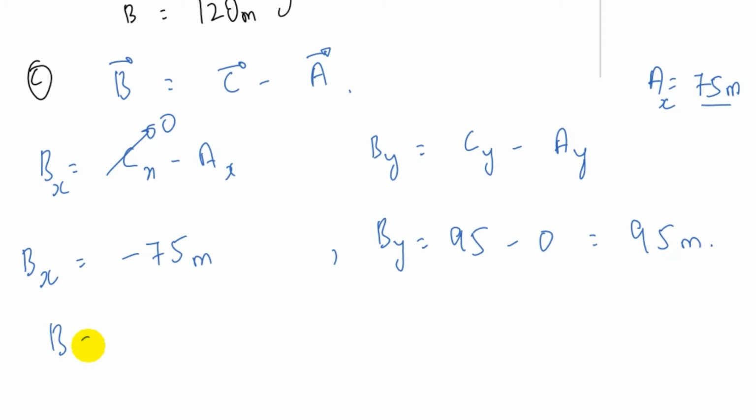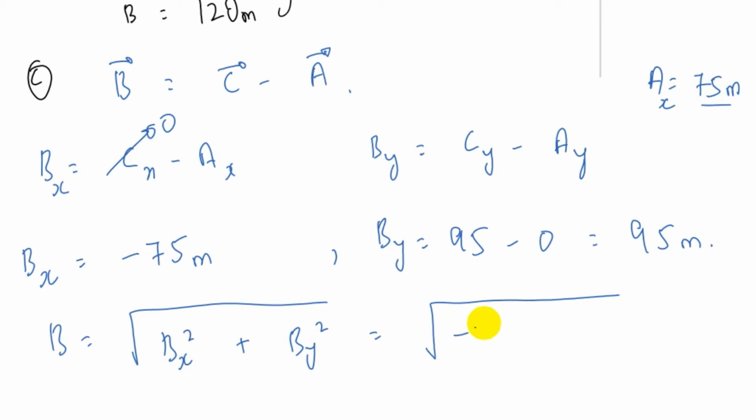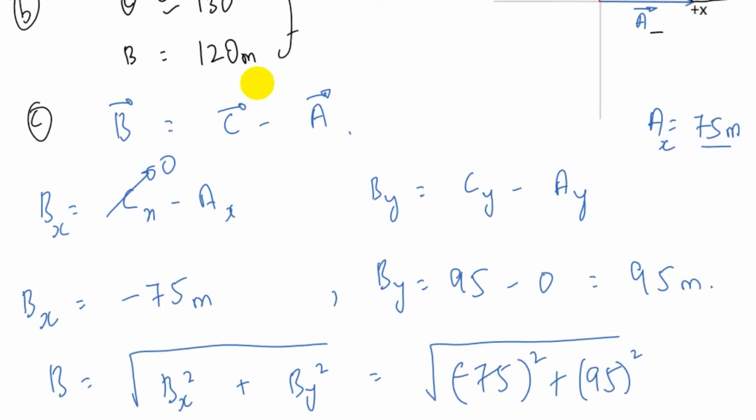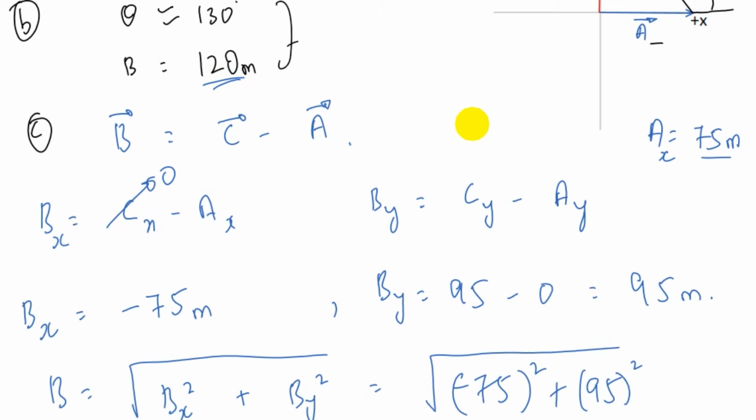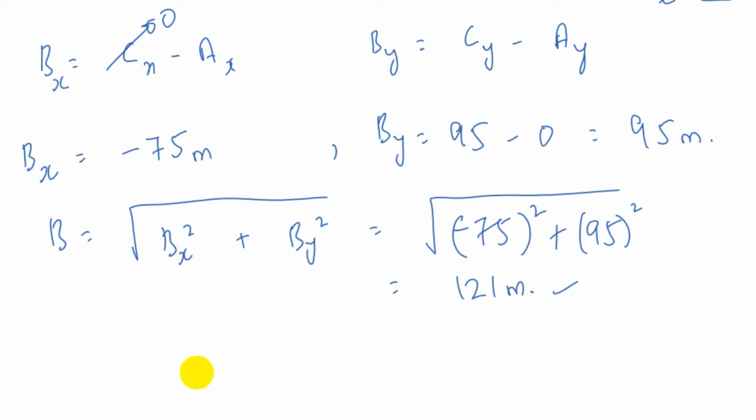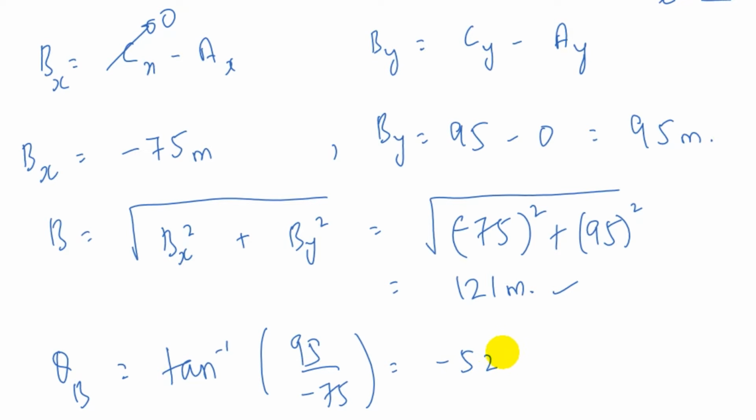Now it's pretty simple. The magnitude would be under root Bx squared plus By squared. So this would be under root minus 75 squared plus 95 squared. So this value would be near about 121 meters, which is approximate to what we estimated, 120 meters. Okay, so this is the exact value. Now next, theta B will be tangent inverse of the y component over the x component. Y component is 95 meters, x component is minus 75 meters. So this value comes out to be minus 52 degrees.